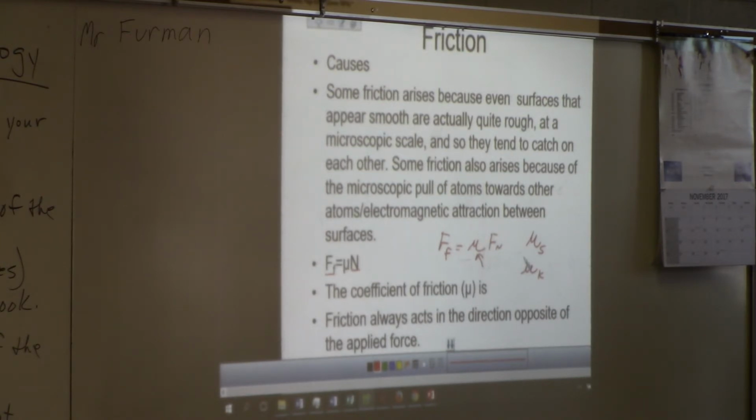I refer to friction as an equal opportunity force. It always acts in the direction opposite the applied force. So if something is sliding in this direction, friction is exerting a counteracting force. If I then stop it and I pull it in this direction, friction is going to exert in the opposite direction. So whatever the direction of motion is, friction is going to be in the opposite direction.